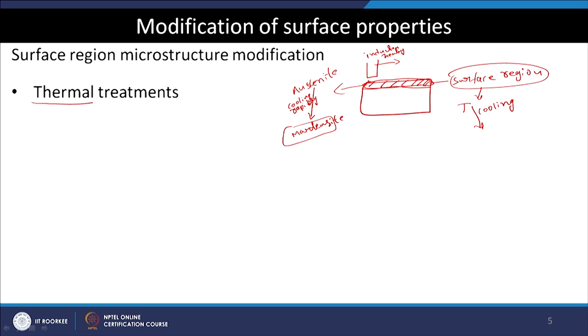Or you can use a laser. So, you have a laser beam which is being passed on the surface. This will heat up a skin of the material to a very high temperature, and as it moves away it cools very rapidly. So, that is the thermal treatments.